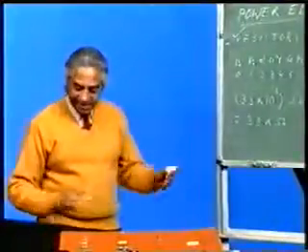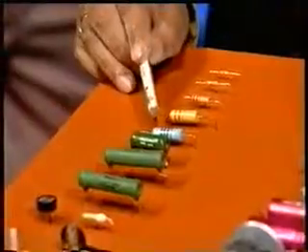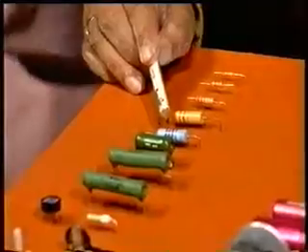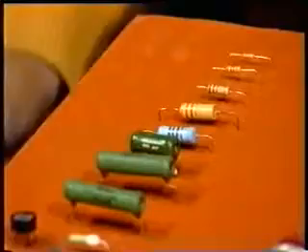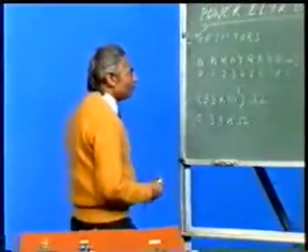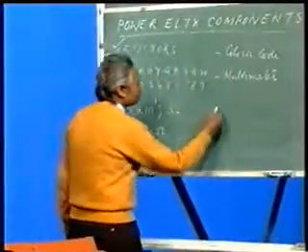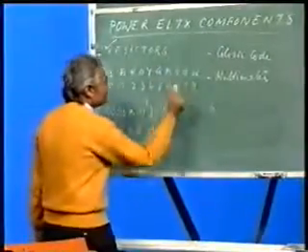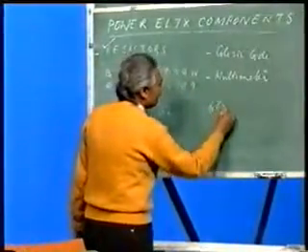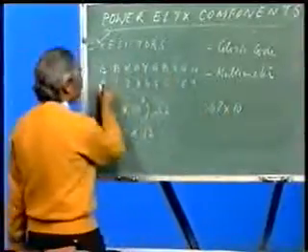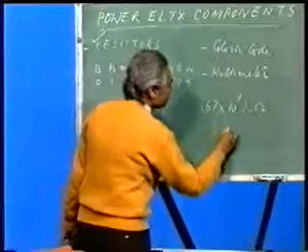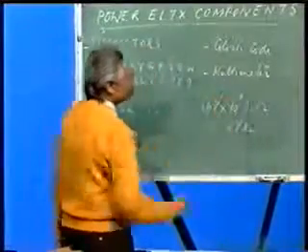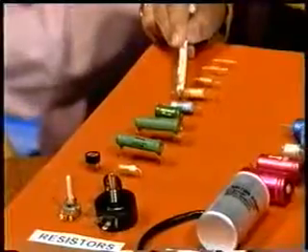Now let us take the second case, this one. Here you find that the bands are blue, violet, black, and gold. The value will be: blue stands for 6, so I will write 6, then violet 7, I will write 7, and black stands for 0, so 10 to the power 0. So this is equal to 67 ohm. That means the value of this particular resistor is 67 ohm.